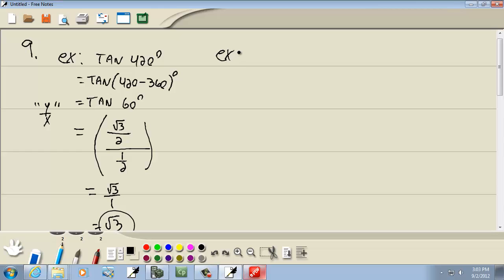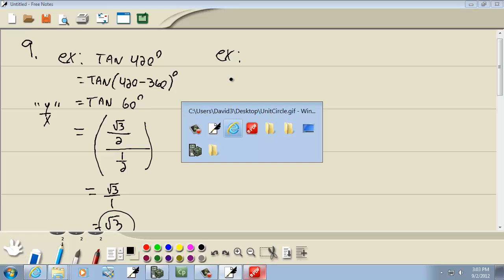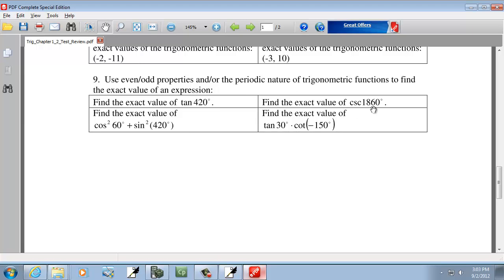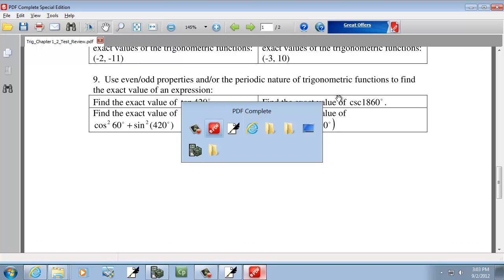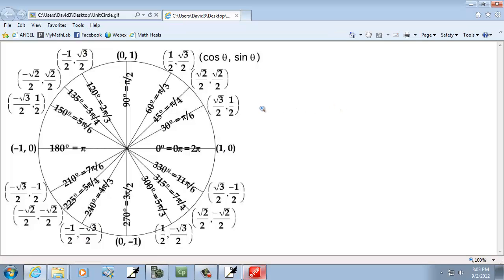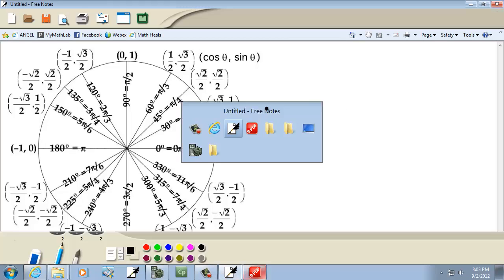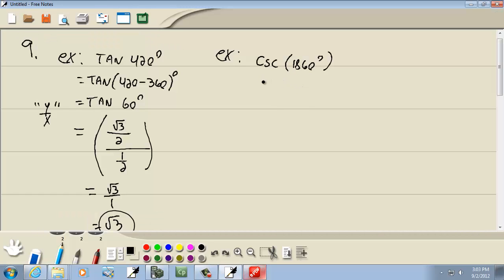Okay, our second example underneath this type, we got cosecant 1860. Cosecant 1860, and obviously 1860 degrees is not on our unit circle, so we can keep subtracting 360. And when I do that, I get cosecant of 1500 degrees.